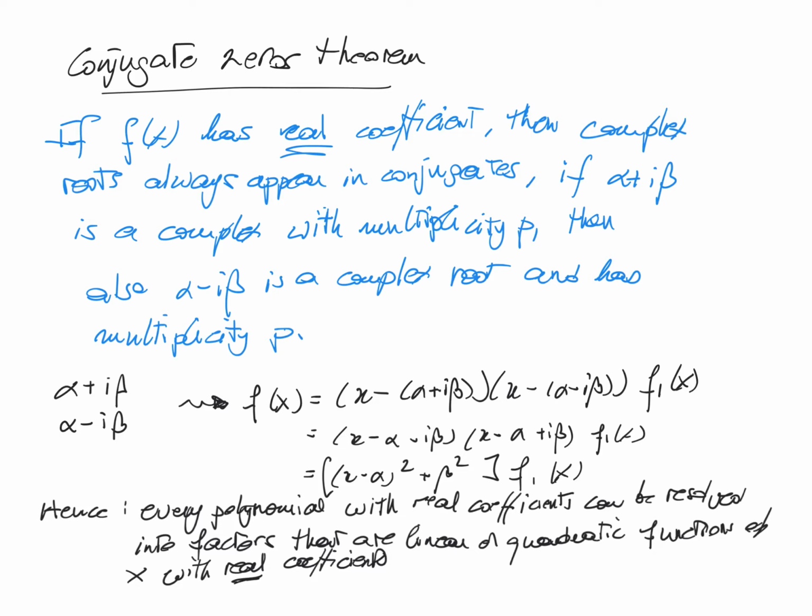So if I make the complete factorization of my polynomial f, so if f has real coefficients and I make the complete factorization, I will always be able to write it in factors with all real coefficients of the first or the second degree, so linear or quadratic, but with real coefficients.